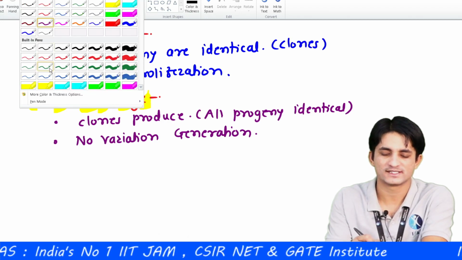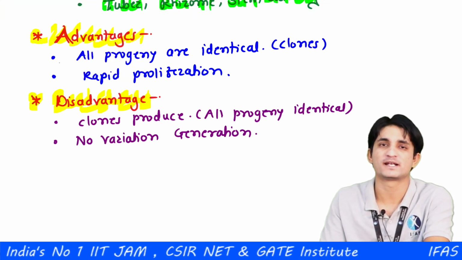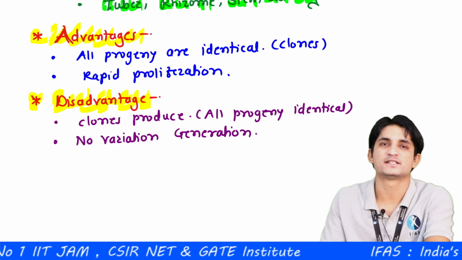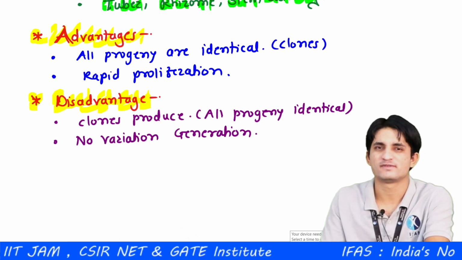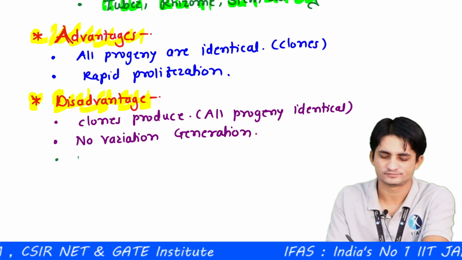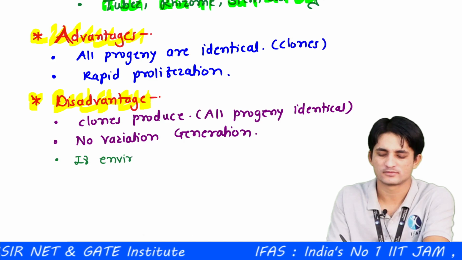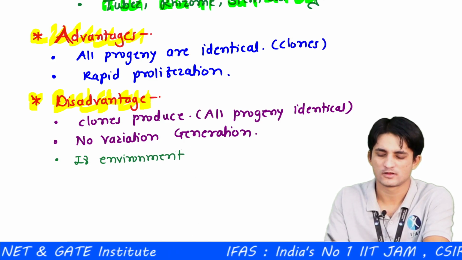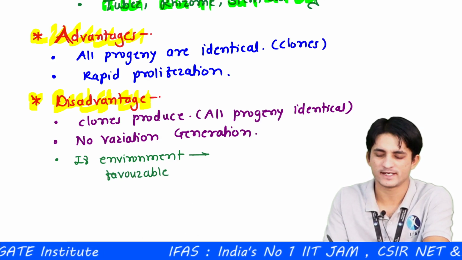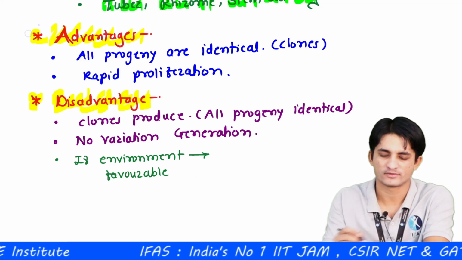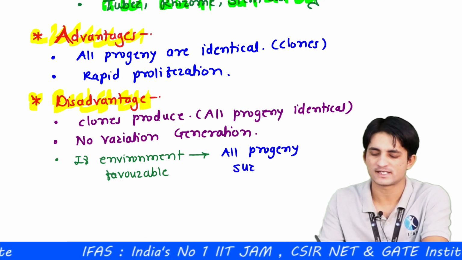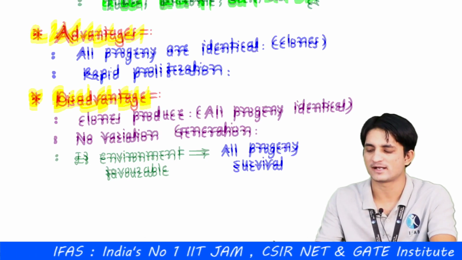Now clones, they can survive in normal favorable conditions. So when all factors are normal, or if environmental conditions are favorable, then all progenies will happily survive because there is no problem. So if the environment is favorable, then all progeny will survive. All progeny survive means 100% progeny will survive because all are equal.